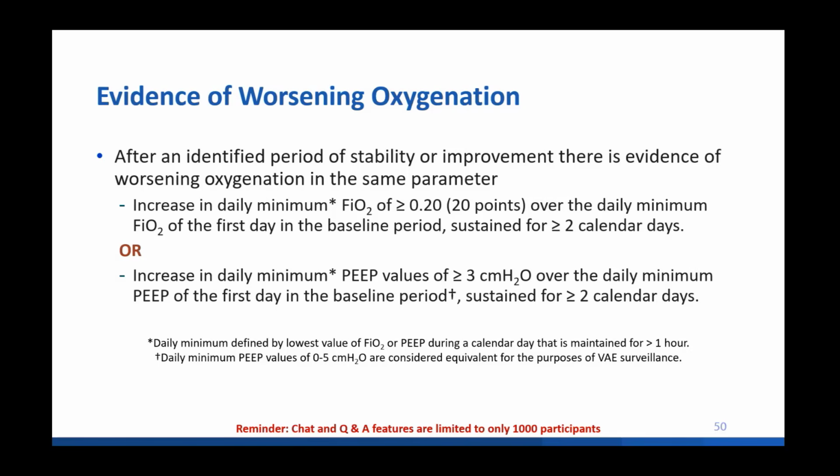After the baseline period of stability or improvement, the patient has to have one of the following indicators of worsening oxygenation in the same parameter. So you can either have an increase in the daily minimum FiO2 of at least 20 points over the daily minimum FiO2 of the first day of the baseline period and sustained for at least 2 calendar days, or an increase in the daily minimum PEEP of at least 3 centimeters of water over the daily minimum PEEP of the first day in the baseline period and sustained for at least 2 calendar days.